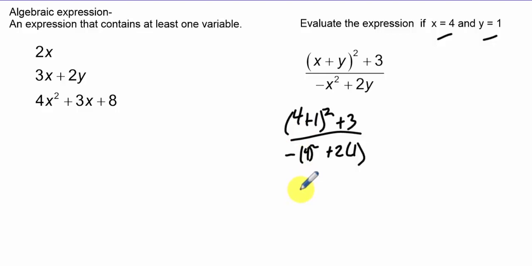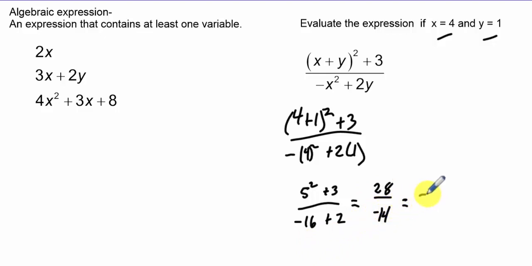We do what's in the parentheses first, which is 5. That's squared plus 3 over. Now this is an exponent. We're going to do that first and then multiply it by a negative. So this is a negative 16. And this is a 2. Clean up the top. That's 25 and 3, which is 28. Clean up the bottom. That looks to be a negative 14, which ends up being negative 2.